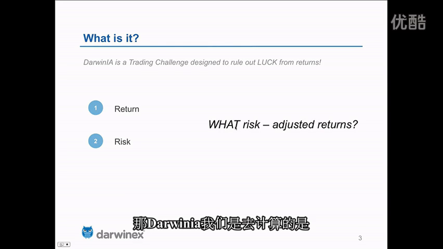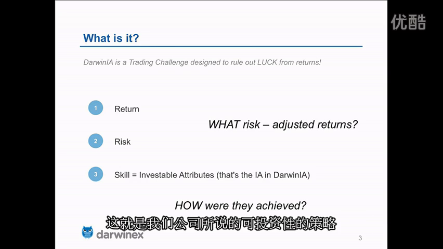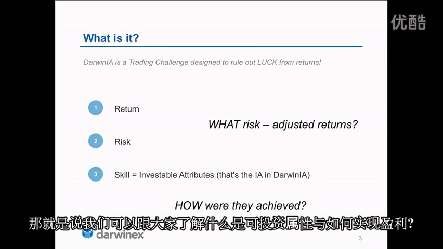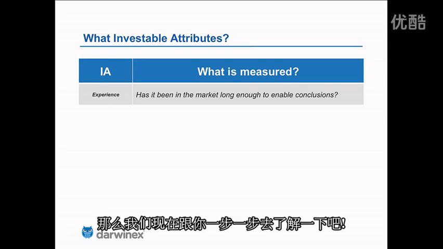What Darwinia does in addition to this is to answer if these returns were obtained by highlighting investable attributes, which is the IA at the end of Darwinia. Which is another way of saying we answer, in addition to what risk-adjusted returns were obtained, how they were achieved. You're probably asking yourself what those investable attributes are, so let's go through them one bit at a time.